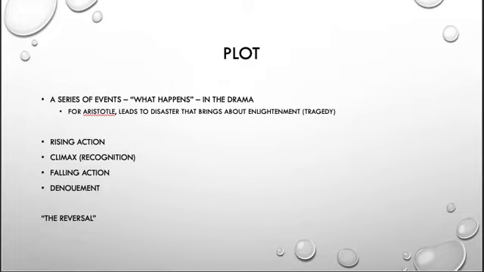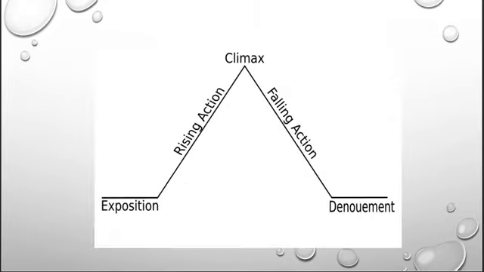Okay, now the different aspects of a plot are very similar to those of literature. We have a rising action. We have a climax, or also known as a recognition, and then a falling action and denouement. So let's take a look at those real quick. We'll come back to this slide. So we can see that here.